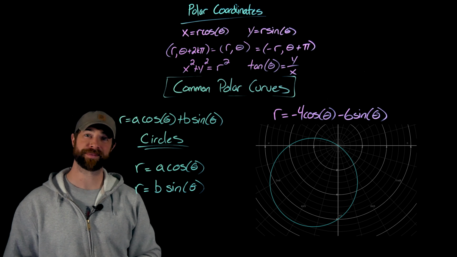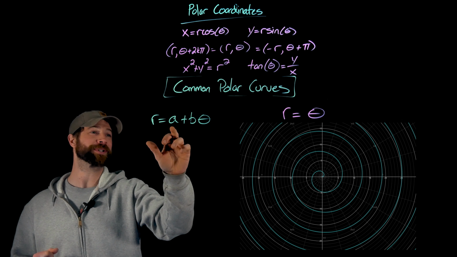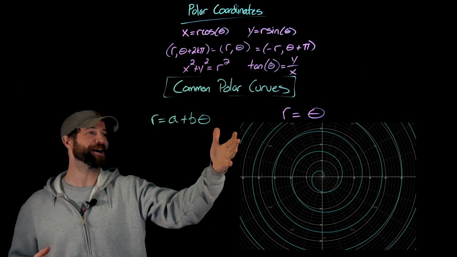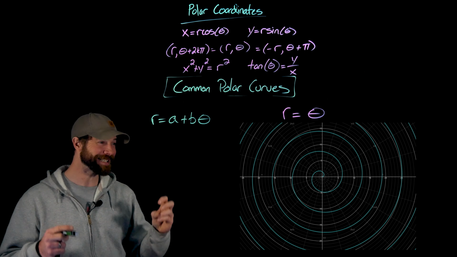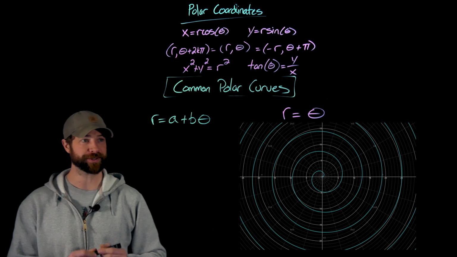And then if you have these linear equations, r = a + bθ, beautifully, for some reason I just love r = θ, the equation right here. What we get in this case, these linear equations in polar coordinates, are these beautiful spirals.